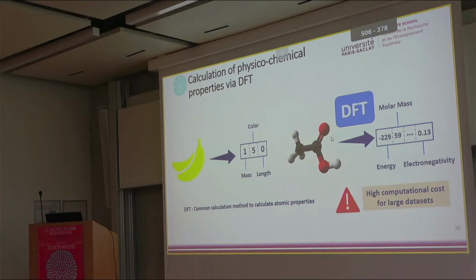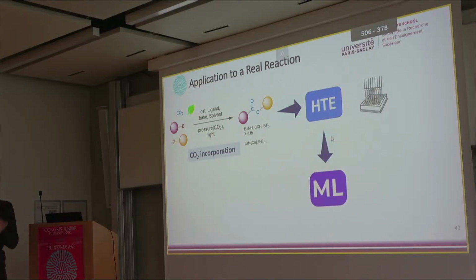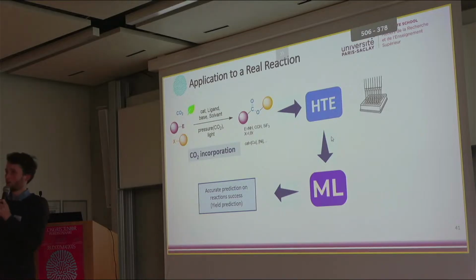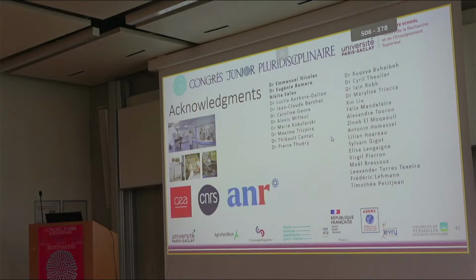Once we have done this, it's great, right? Now we can apply this to, for example, single reactions. So this is a carbon dioxide incorporation to unite this black and orange moiety. And then we do high-throughput experiments to generate many reactions. We give those reactions to a machine learning model, and hopefully we'll be able to make accurate predictions on the reaction success. So hopefully with this, we'll be able to unite chemistry and computer science to accelerate further development of reactions in chemistry. Thanks for your attention.